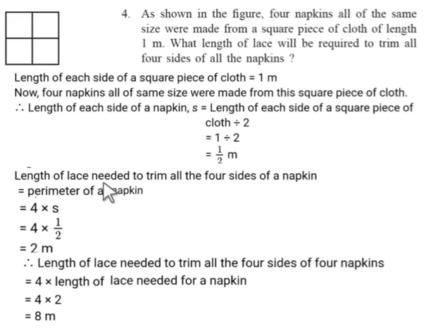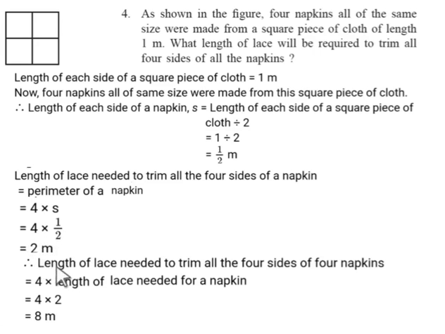Now the length of lace needed to trim all 4 sides of a napkin. That is, if you are trimming lace on only one napkin, the side of each piece is half meter. So we will find the perimeter of a napkin, that is 4 multiplied by S, that is 4 multiplied by half. That is 2 ones are 2 and 2 twos are 4. Hence you will get the perimeter of a napkin as 2 meter. So this is the length of lace required for one napkin.